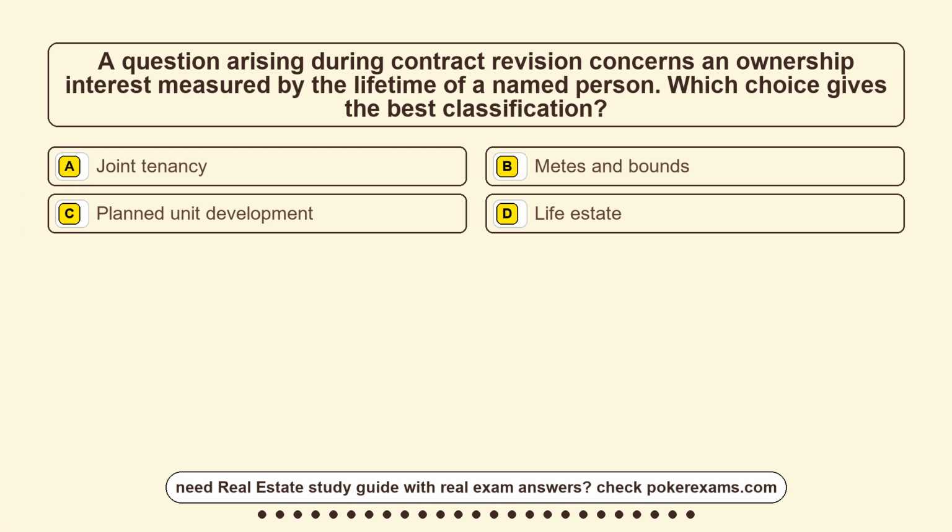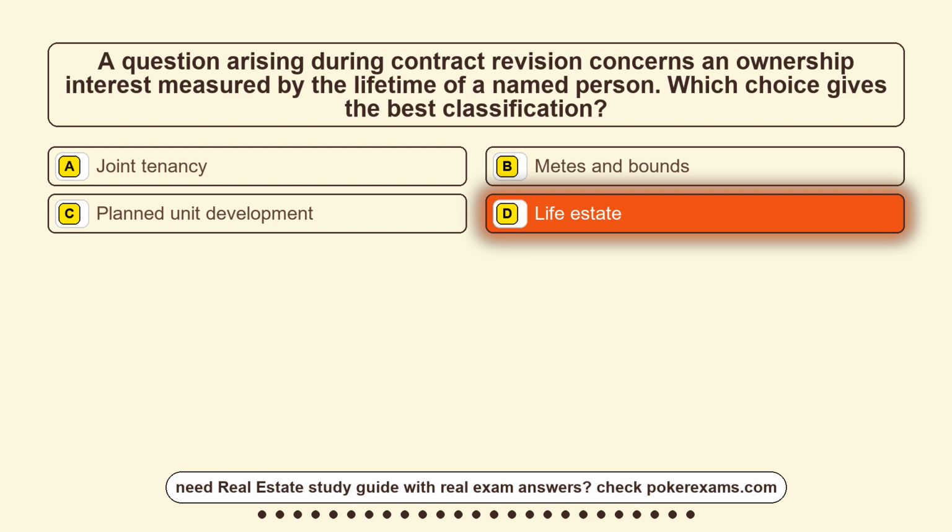Question 24. A question arising during contract revision concerns an ownership interest measured by the lifetime of a named person. Which choice gives the best classification? Option A, joint tenancy. Option B, metes and bounds. Option C, planned unit development. Option D, life estate. The correct answer is option D, life estate.